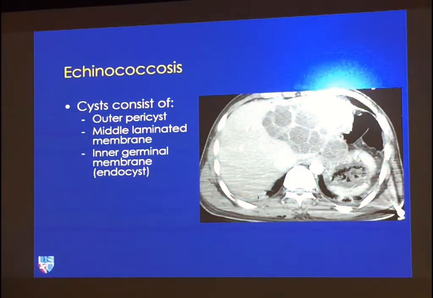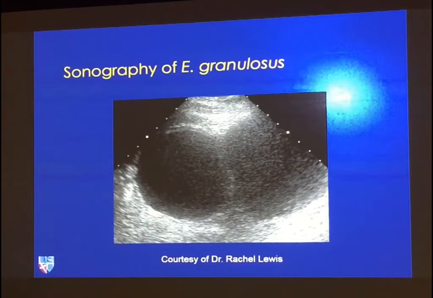So the cyst itself will consist of an outer pericyst, a middle laminated membrane, and then an inner endocyst, or intergerminal membrane. Now, at imaging, it depends on what modality you use. So here's an example of an ultrasound image. And on ultrasound, things that are black are things that contain fluid. So this is a cystic lesion, and trust me that we're imaging the liver right now, and it's a large lesion in the liver.